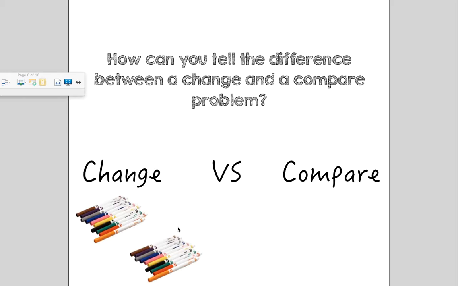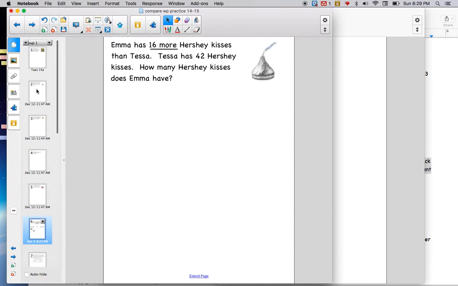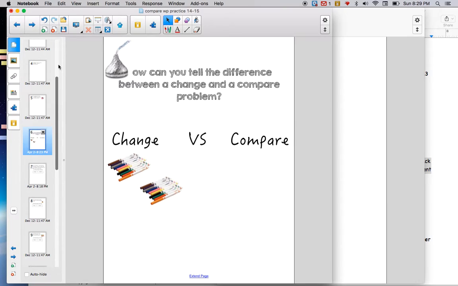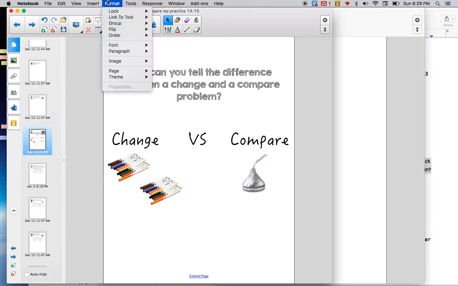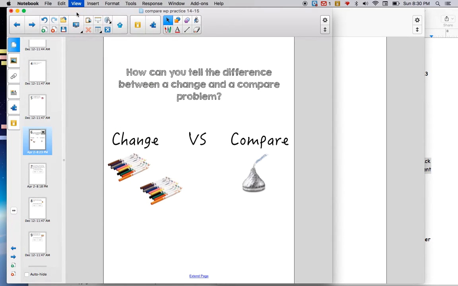Then you've got your compare problems. Again, I'm going to have to go out of full screen to talk to you about a compare problem here. So maybe in a compare problem, maybe Miss Hatch has, let's see. I don't know if I have a picture of what I was thinking of. Oh, sure, why not? Kisses. I love Hershey's Kisses. Who doesn't love candy? Okay, so I'm not going to draw the right amount in there, but let's just use the Hershey's Kiss as an image in our brain to help us make a picture.